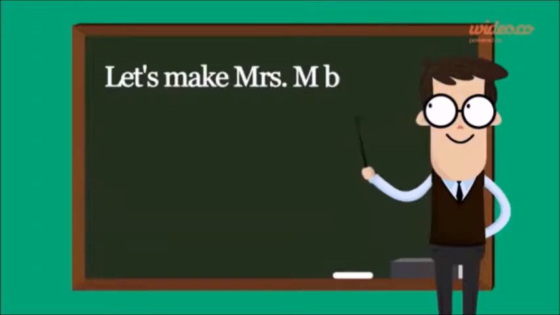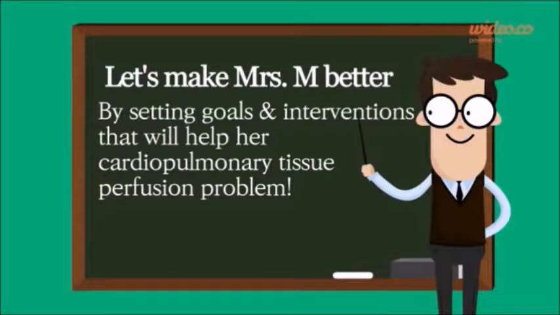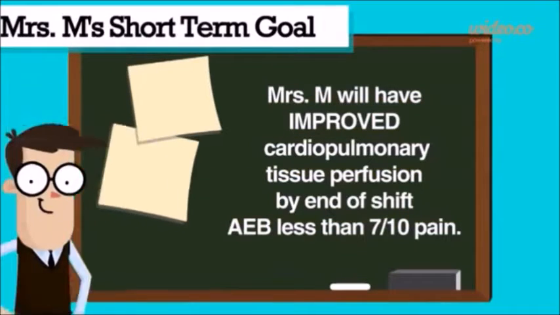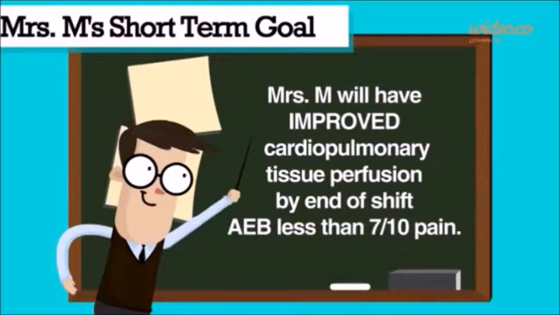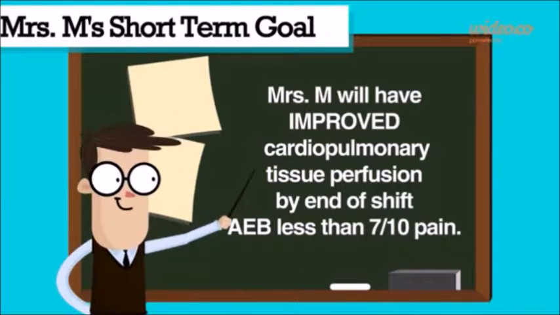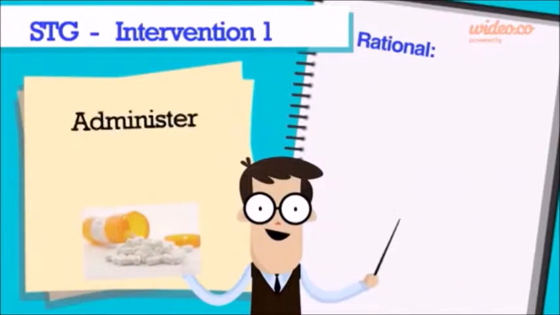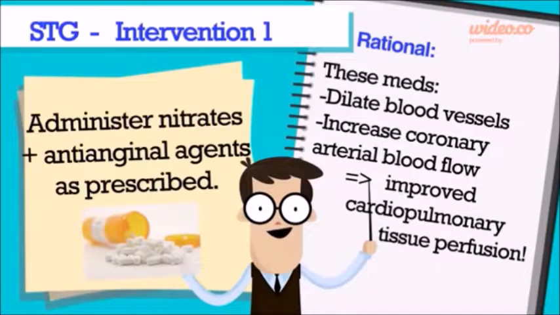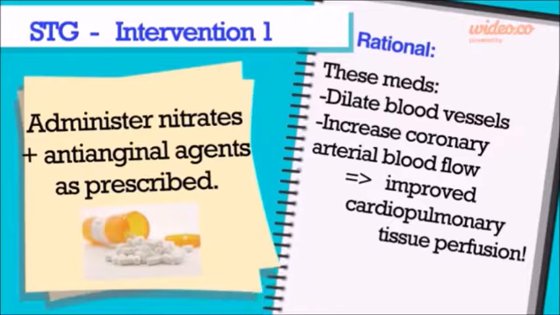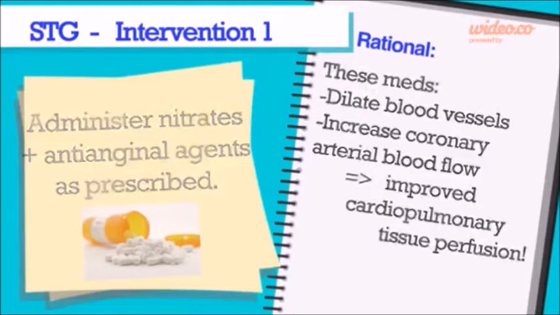Let's make Mrs. M better by setting goals and interventions that will help her cardiopulmonary tissue perfusion problems. Our first short-term goal is that Mrs. M will have improved cardiopulmonary tissue perfusion by the end of the shift, as evidenced by less than 7 out of 10 pain. The first intervention is to administer nitrates and anti-anginal agents as prescribed. The rationale is that these medications will dilate blood vessels and increase coronary arterial blood flow. This will improve cardiopulmonary tissue perfusion.